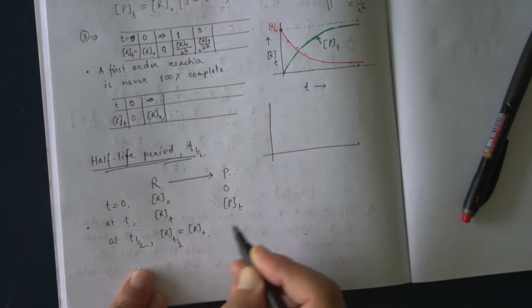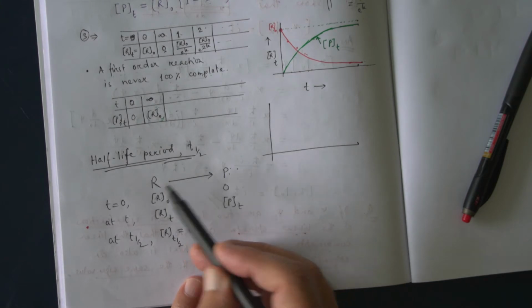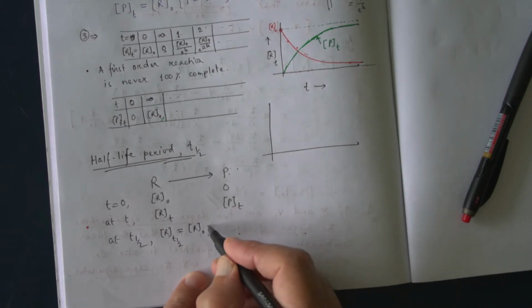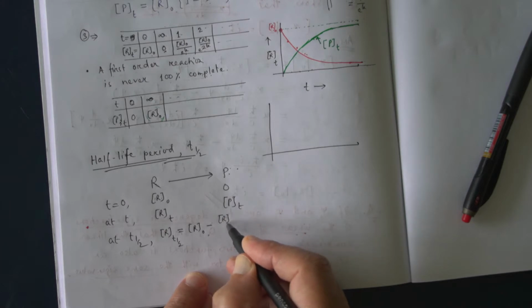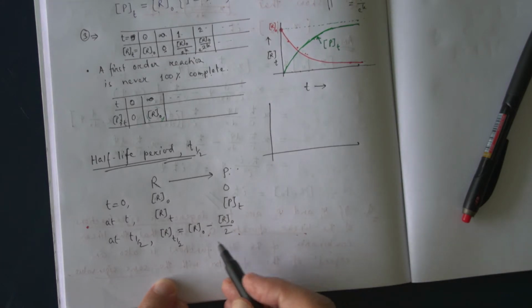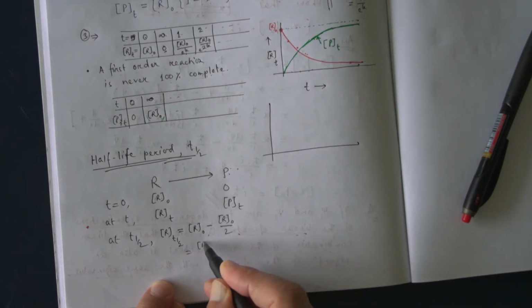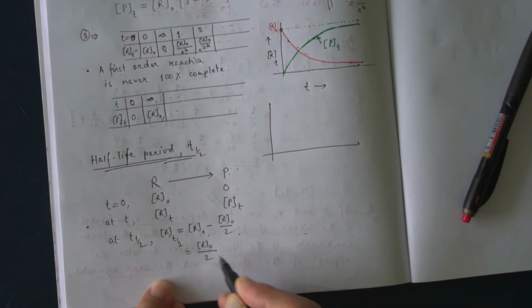Initially it was this, and half of this is converted, so how much remains? R naught by 2.